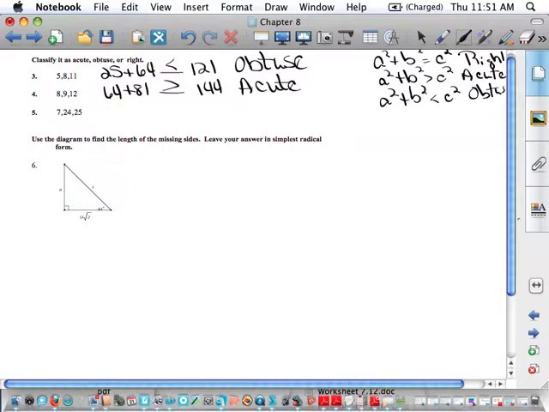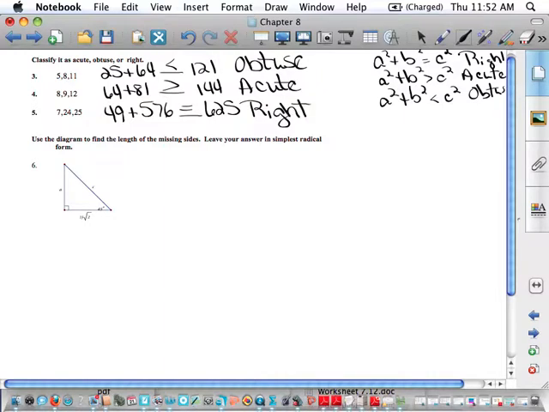And finally, 7 squared is 49, and 24 squared is 576. How does that relate to 25 squared, which is 625? If you sum those two, you'll find they're equal, and that is a right triangle.